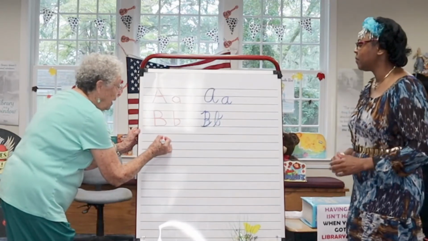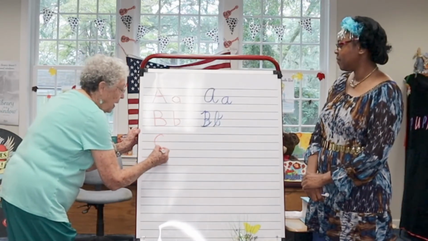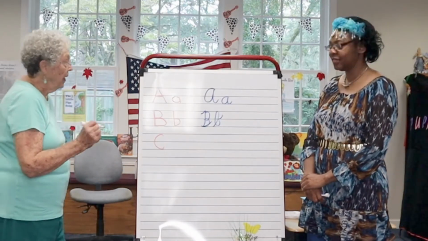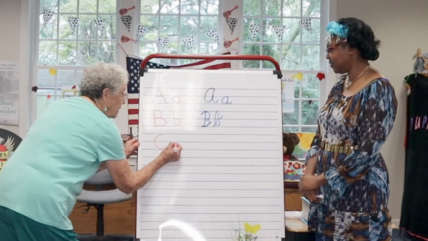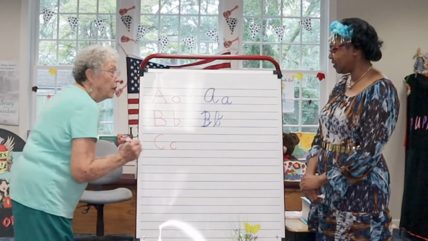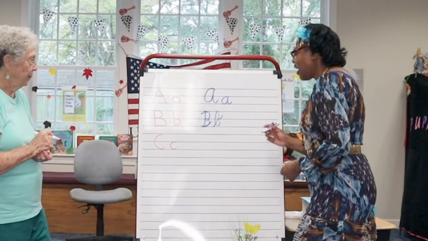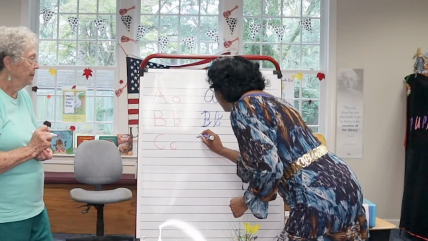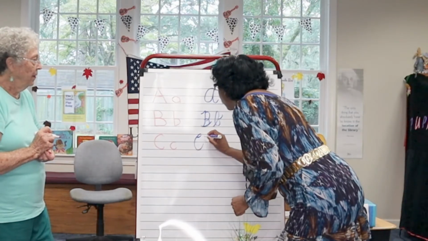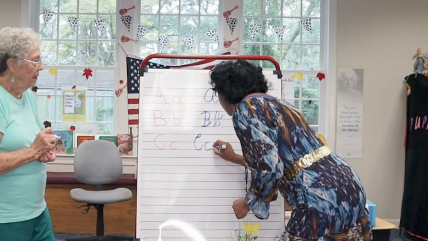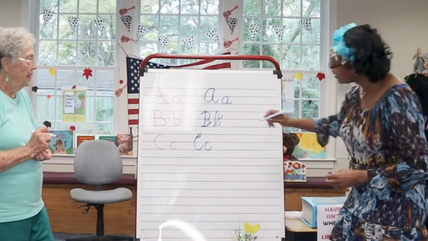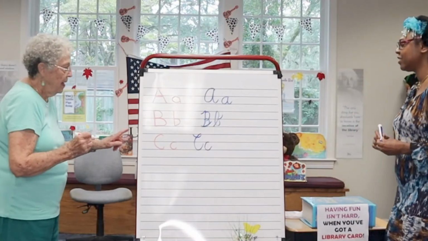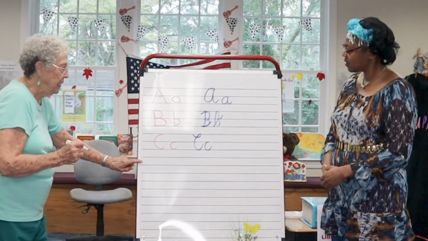Now, let's go to C. Our C is just a curved line, and our capital is going to be big. And our lowercase is going to be exactly the same, only smaller. I love that. I think the cursive is similar. There you go. And that's good. Can we put a little curve to extend there like that? You may.